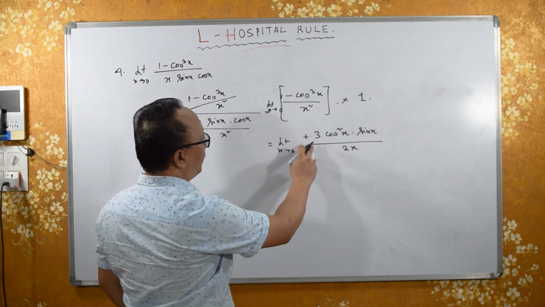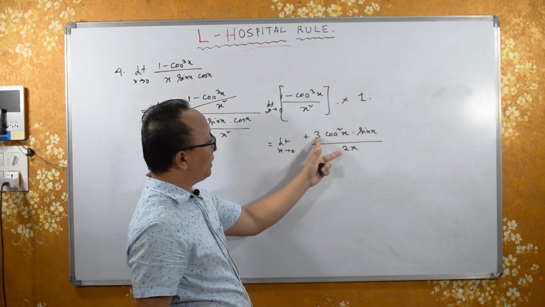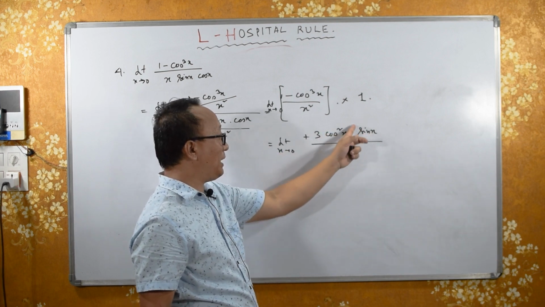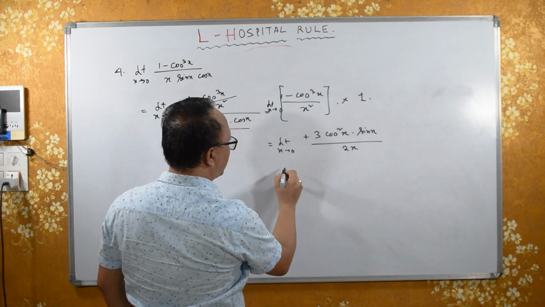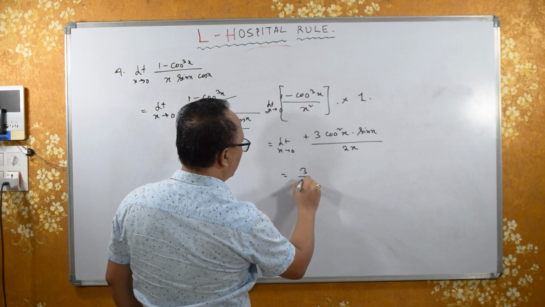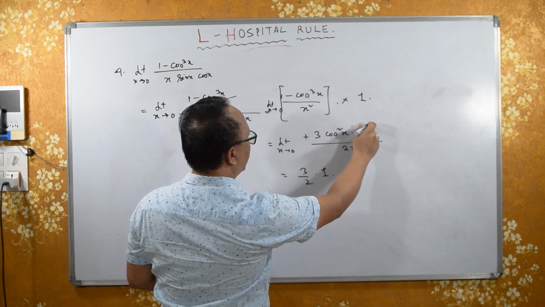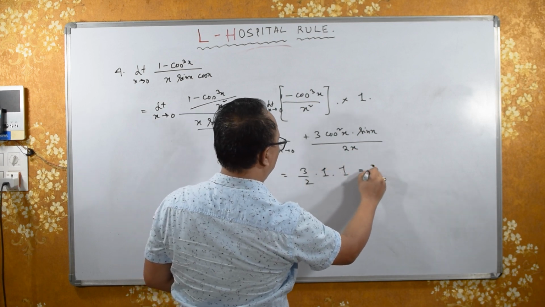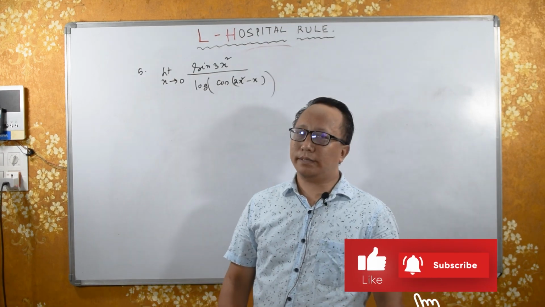Now over here, 3 by 2 I can send outside. When x tends to 0, cos 0 is 1, and sin x upon x is 1. So therefore when applying these limits, it becomes 3 by 2. This is 1, and sin x upon x when x tends to 0 is also 1. Therefore the value of this is 3 by 2. Now next sum is 5.